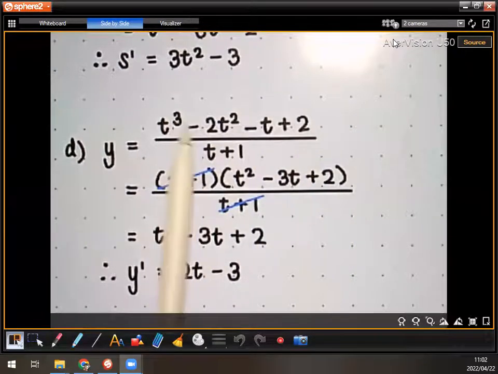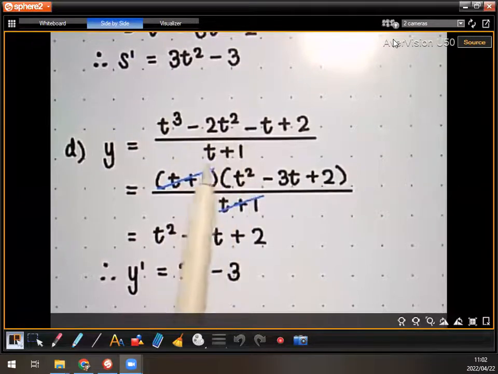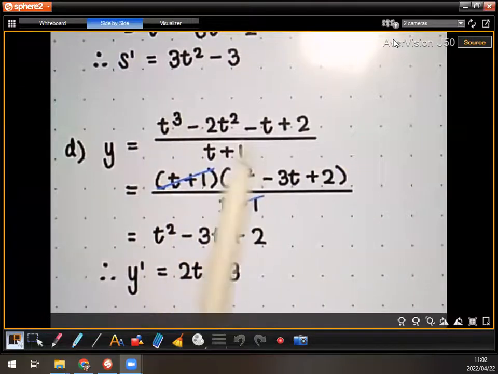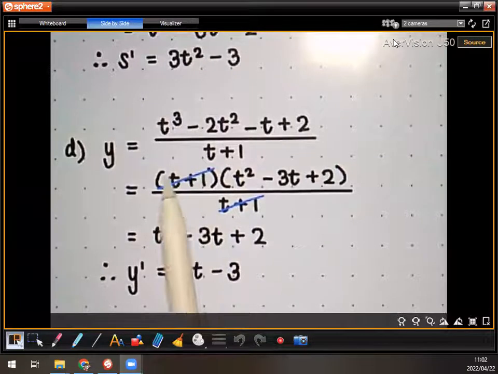But now, guys, again, you can use that cheat because one of my brackets is going to have to be t plus 1, right? So that I can cancel out the denominator. So that's what I did. I didn't even check. I just said, okay, my first bracket is going to be t plus 1. And then I used that to get my second bracket.